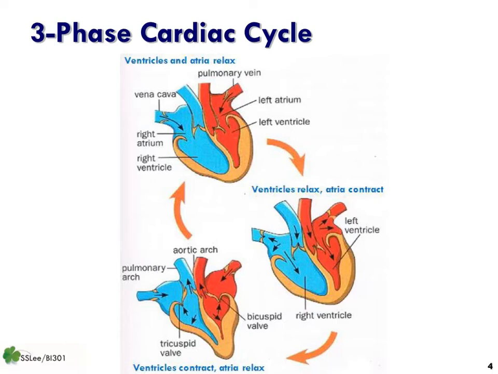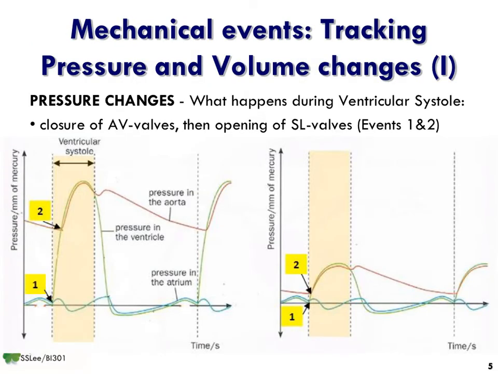when these stages occur. During ventricular systole, which are the shaded regions, there is a steep rise in the pressure of ventricles. The left graph shows pressure changes in the left hand side of the heart, while the right graph shows pressure changes in the right hand side of the heart.